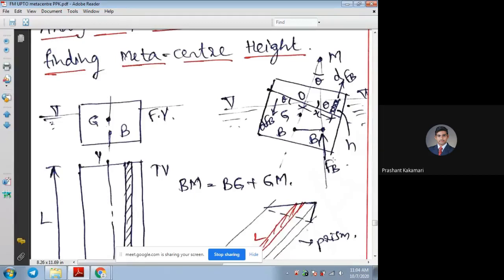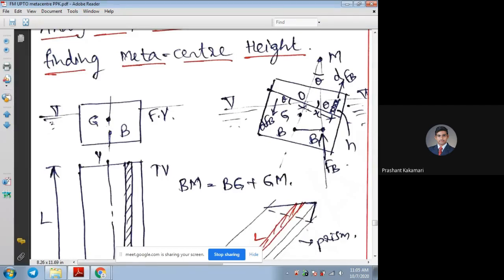Now, because of this buoyancy force, what will happen? There will be a restoring couple generated about this BB dash. At the distance BB dash, the buoyancy force creates a restoring couple, so that it tries to bring the body back to the stable condition. That is one couple, or one moment.